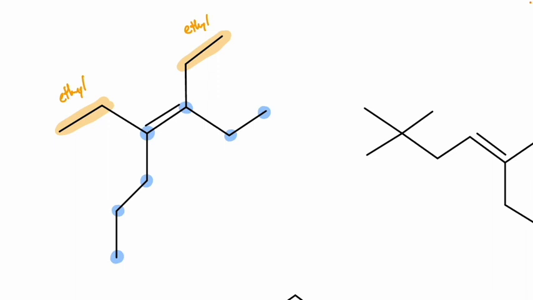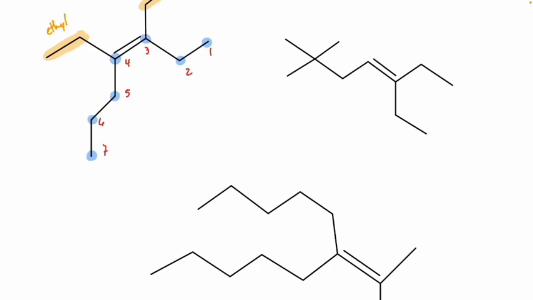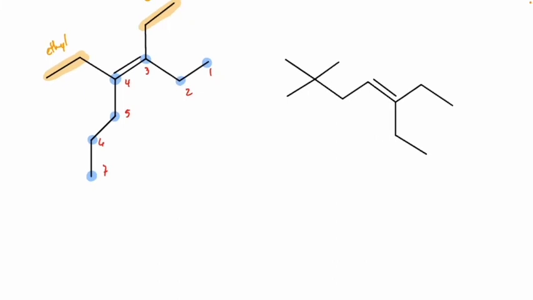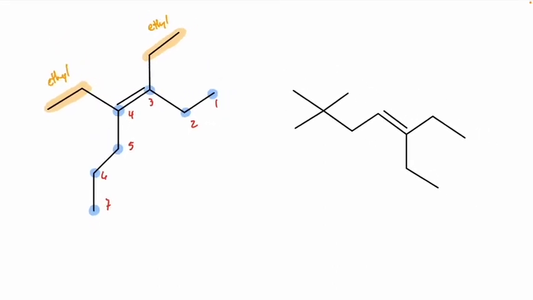I'm going to number my parent chain, 1, 2, 3, 4, 5, 6, 7. 1, 2, 3, 4, 5, 6, 7. I want the one that gives my double bond the lowest number, so I'm going to pick the red numbering scheme. Putting it all together, we would have 3,4-diethyl-3-heptene.